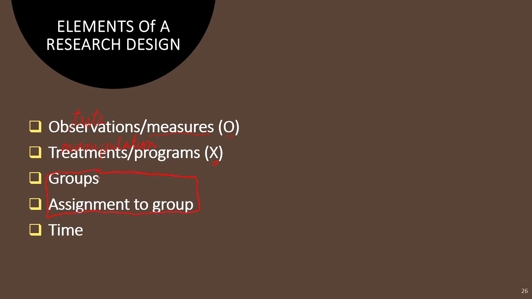So are they the same thing? No, they are not. Okay, so when we talk about groups, we talk about group A, group B, group C, or group 1, 2, 3, depende. Ano-ano yung groups at kung ilan yung group. But when we talk about the assignment to a group, we talk about how we are going to distribute your subjects into the group. And then finally, you have something called time.